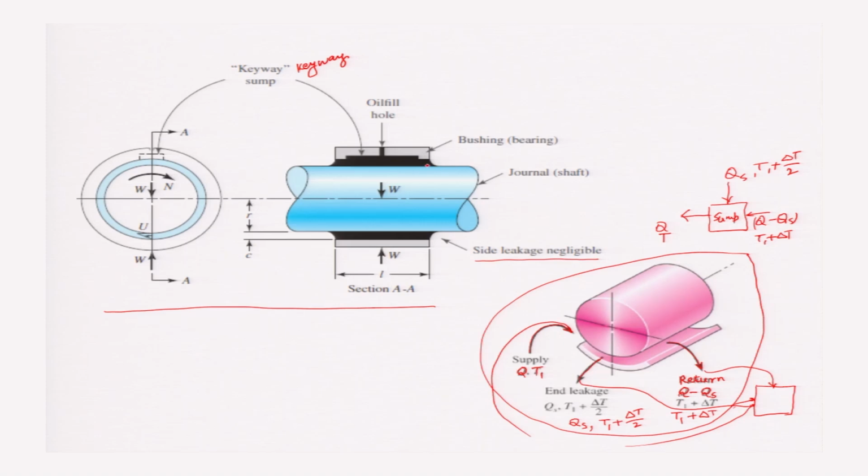This is your journal or shaft. The radial load is W. The radius of the shaft is R and the clearance is C, and the shaft is rotating with speed n. The keyway is shown here, which acts like a sump, and this figure is the sectional view of this one taken from AA.